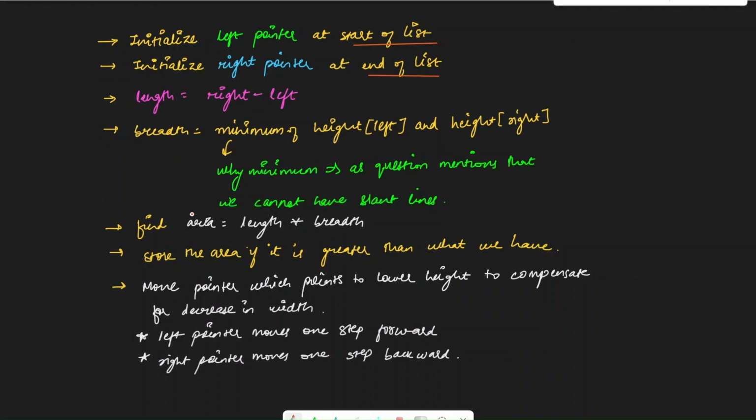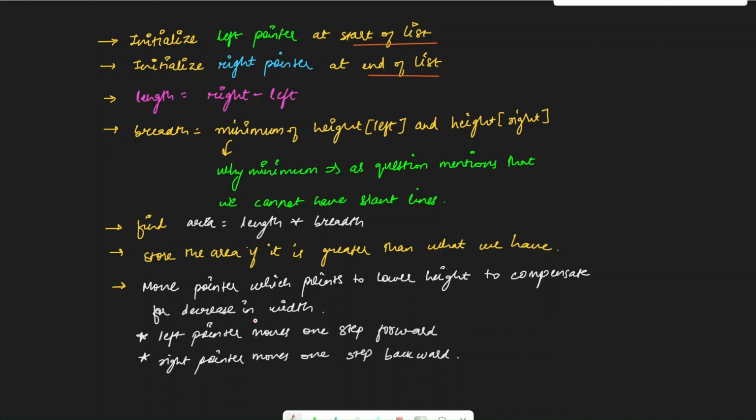When we have our length and breadth, then we find area. Area is just length multiplied by breadth. This is just area of a rectangle. Then we store this area if the area that we currently have is maximum than what we previously had. Then we need to move our pointers. Pointers are moved such that we only move one pointer at a time. Left pointer moves in forward direction, right pointer moves in backward direction, and the choice between which pointer to move depends on which is pointing to a lower height. If left pointer points to lower height, then we move left pointer. If right pointer points at lower height, then we move the right pointer.